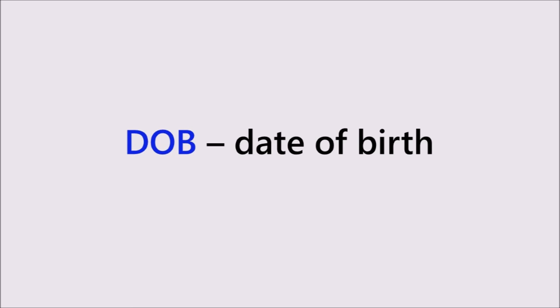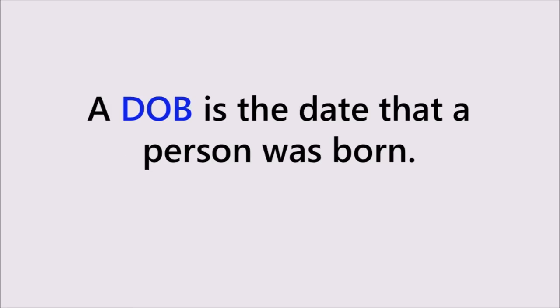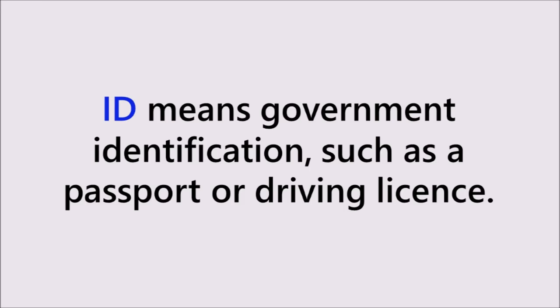DOB, date of birth. A DOB is the date that a person was born. ID, identification. ID means government identification, such as a passport or driving license.